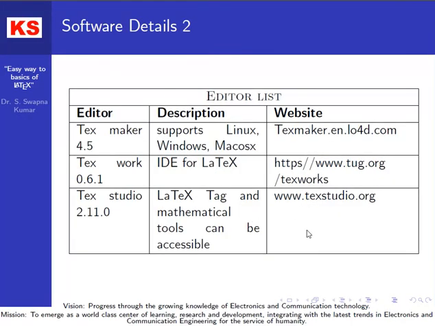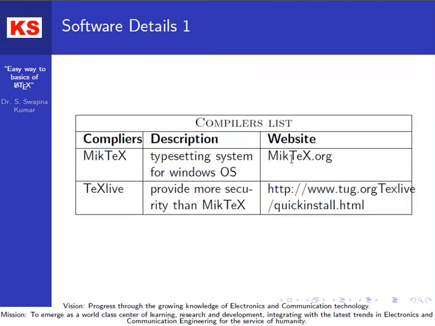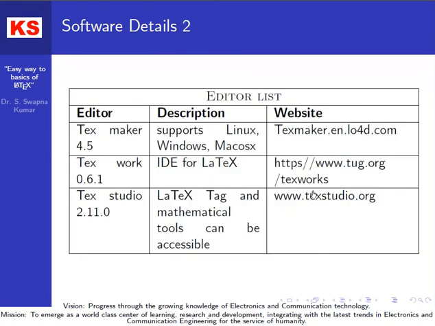So these are the editor windows. I was just talking about TeXmaker, TeXworks, and TeXstudio. TeXmaker you can use for a Linux window, and TeXworks you can use as an IDE for LaTeX, and TeXstudio is also an IDE for LaTeX. These are the websites from where you can download, just like you have seen in the previous case about the website of the compiler. In the same way, there is a website for the editor also.